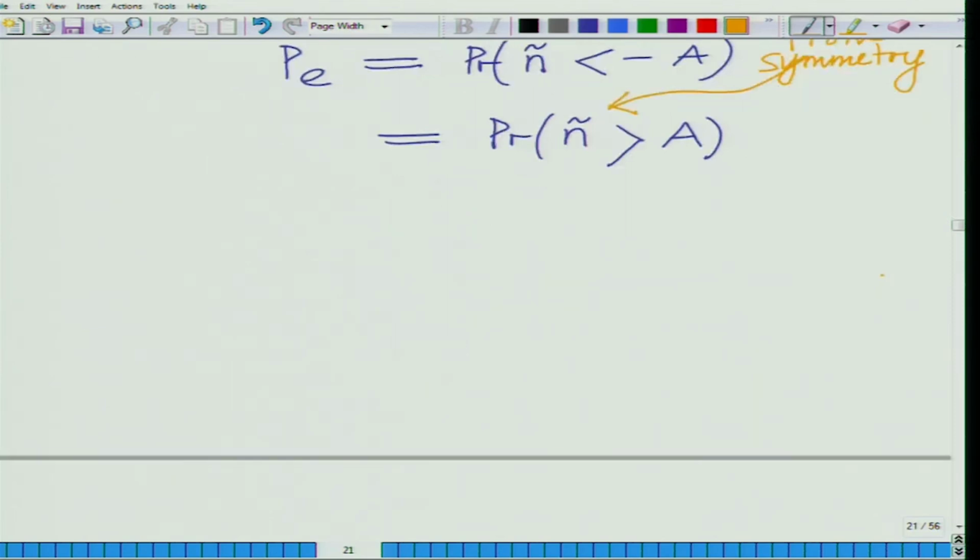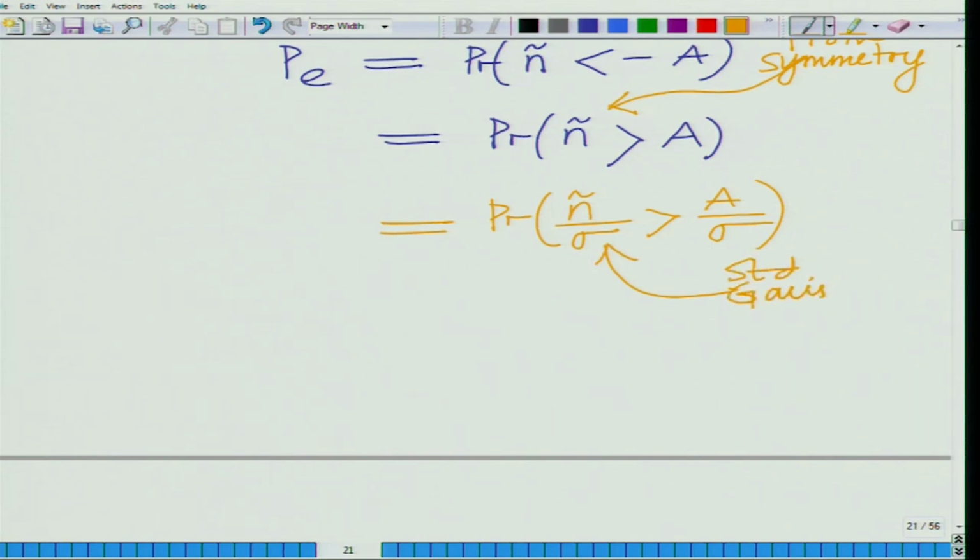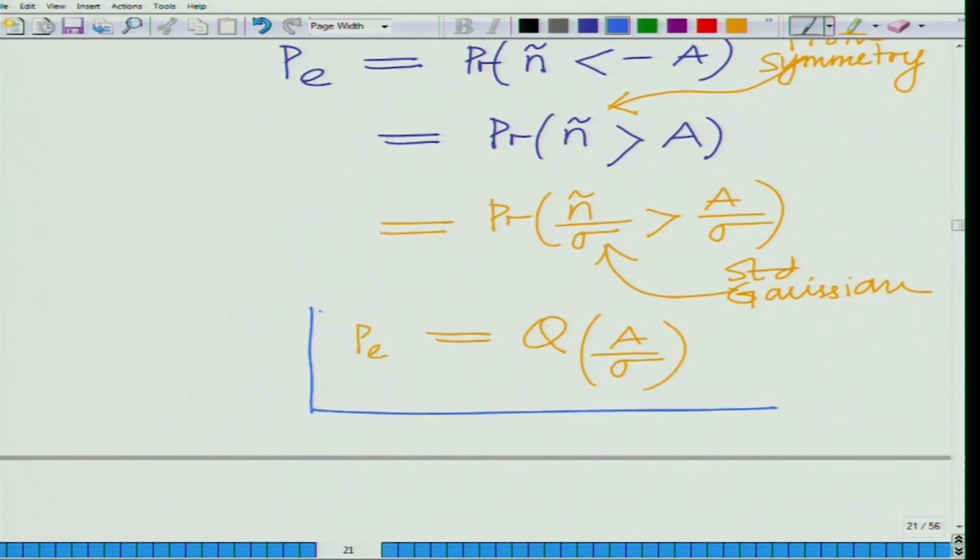Which is equal to probability n tilde by sigma is greater than a over sigma. And now observe that n tilde over sigma is a standard Gaussian. The probability that a standard Gaussian is greater than a over sigma is equal to Q of a over sigma. So, probability of error equals Q of a over sigma. This is for the endpoints.